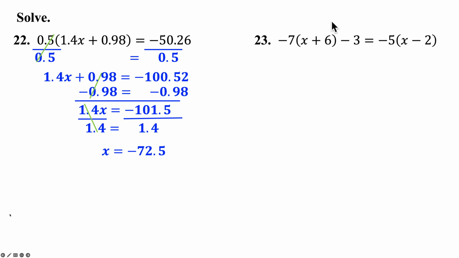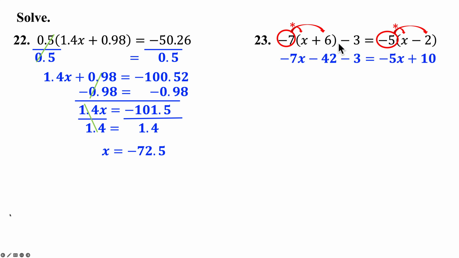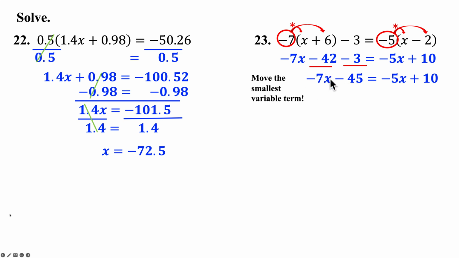23. Can't move the minus 3 because I've got multiplication of negative 5. This one, no choice. We're going to have to distribute the negative 7 and distribute the negative 5. Negative 7x minus 42 minus 3 is equal to negative 5x plus 10. There's a sign change there. All right, negative 42 minus 3 is going to be a minus 45. Which variable term is smaller? Negative 7 is smaller than negative 5.